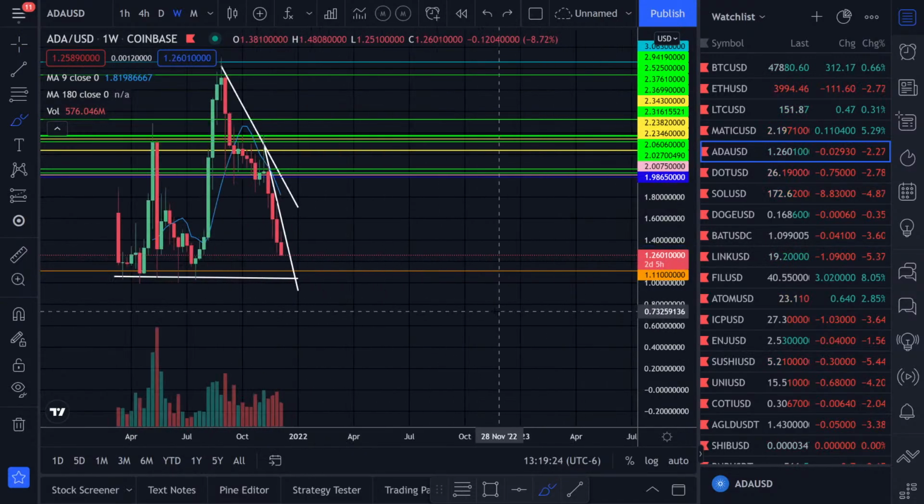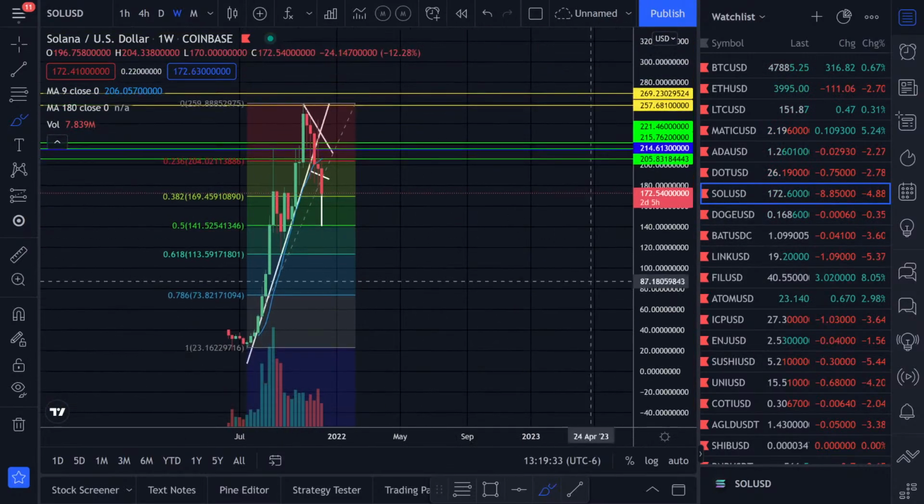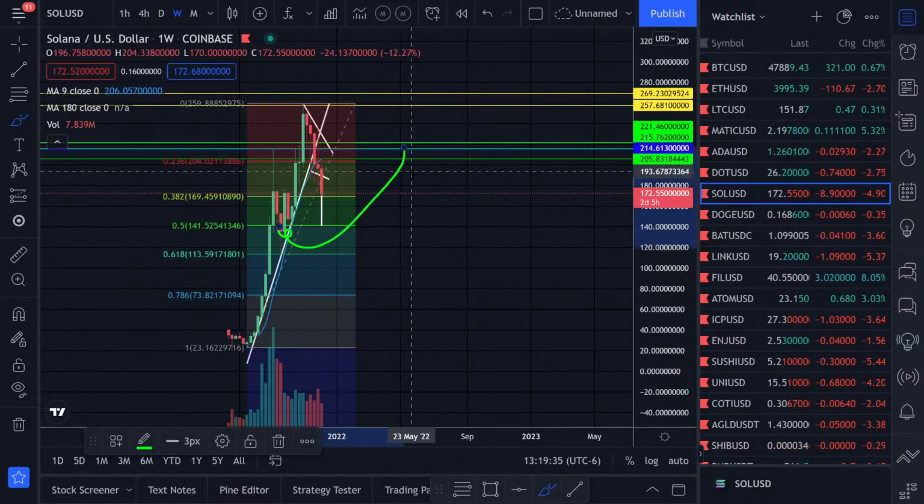I would say find the coins that you like, do the research, and then start looking at these previous support levels that they had before. That might be a clue where you might find a bounce and might get a run.